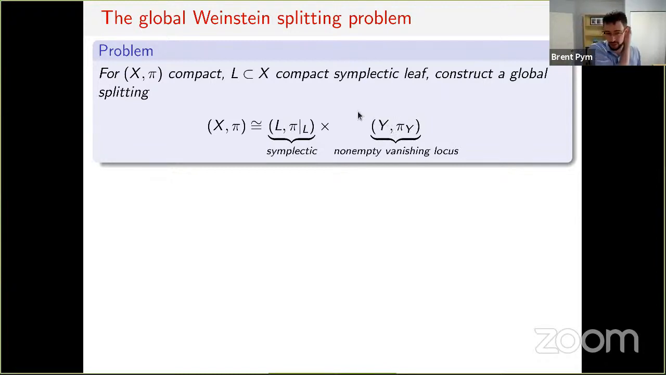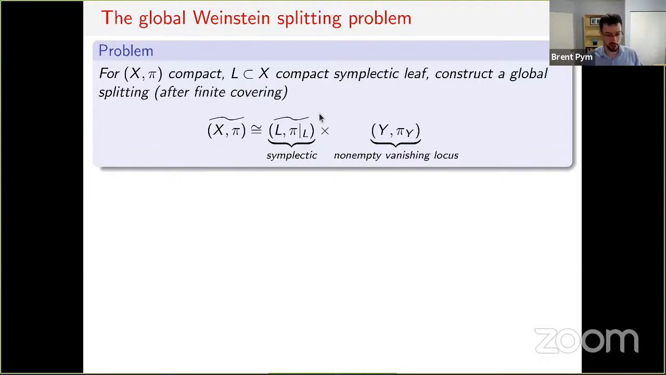Now, maybe it's a little bit too much to ask for a global splitting of X itself. So let's allow ourselves a little bit more freedom and allow ourselves to pass to a finite covering. Okay, so we can pass to a finite covering space of X and also of the leaf. Okay.